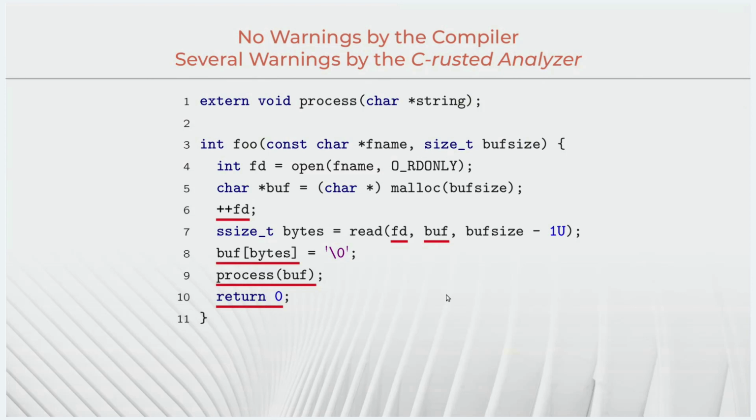The line 9, where we have a call to process passing buff, is also flagged, but the reason is different this time.